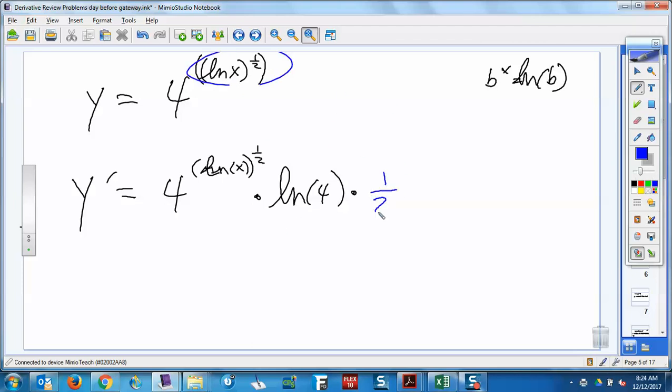I would bring the 1/2 down in front. I don't really need parentheses here because there's not going to be a plus anywhere. So I'm going to bring the 1/2 down in front. That's ln x to the negative 1/2. And then times the derivative of that inside, which is, now I'm just looking at the ln x, the derivative of the inside there, and that's 1 over x. So that's it. There isn't anything. I don't think I can put anything together there.